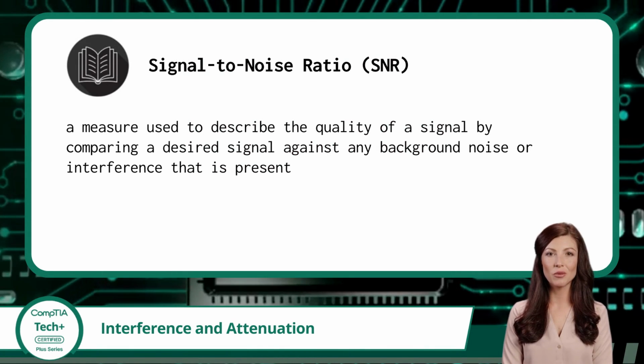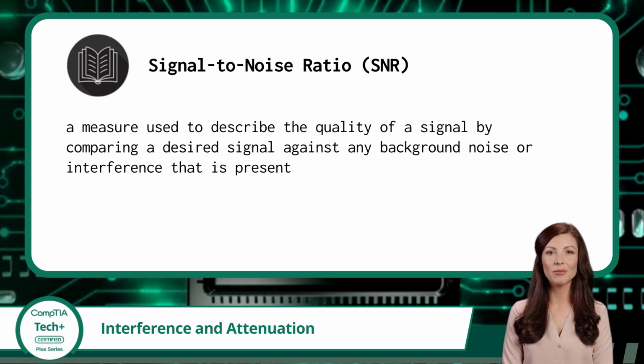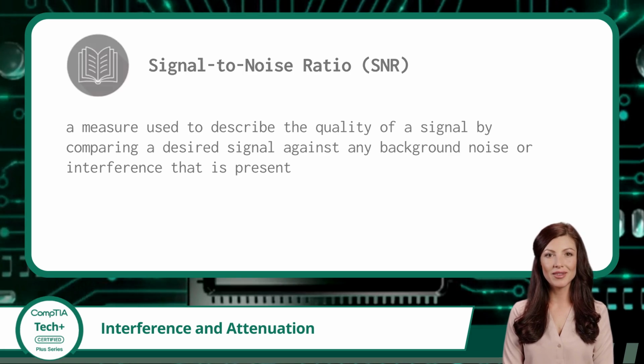Next up, we have another related topic: signal-to-noise ratio, or SNR for short. Signal-to-noise ratio is a measure used to describe the quality of a signal by comparing a desired signal against any background noise or interference that is present.